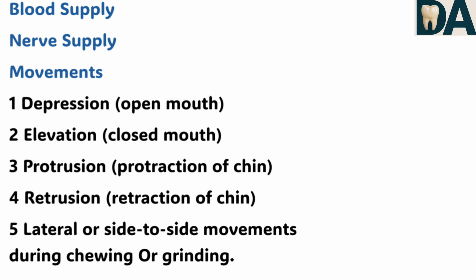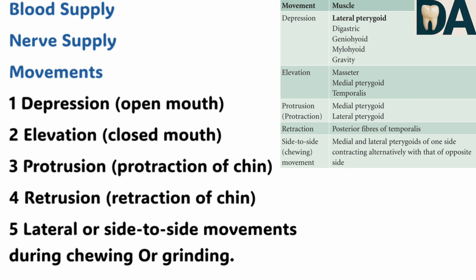Movement: there are five main movements: depression, elevation, protrusion, retrusion, and lateral or side to side movement. In the temporomandibular joint, there are two compartments. The first is the upper menisco-temporal compartment and the second is the lower menisco-mandibular compartment. The upper compartment permits gliding movement and the lower compartment permits gliding and rotational movement.